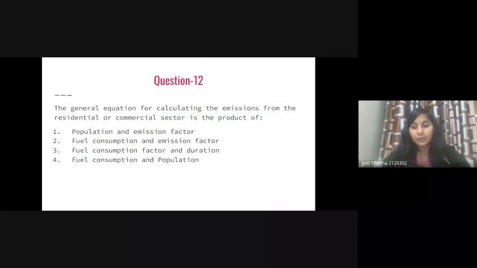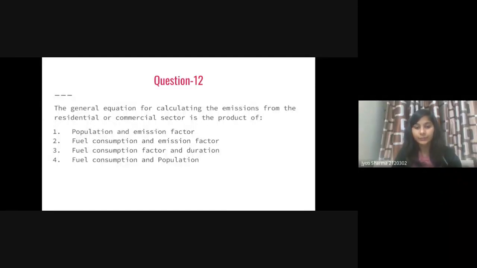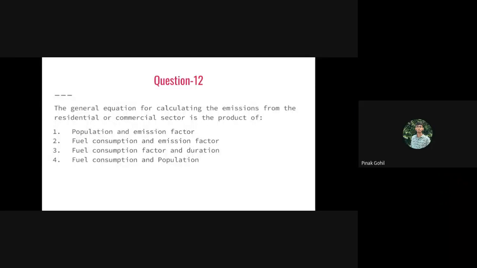Then the question is, the general equation for calculating the emission from the residential or commercial sector is the product of what? Population and emission factor, fuel consumption and emission factor, fuel consumption factor and duration, fuel consumption and population. So what should be the right answer? We already have discussed in residential. Consumption and emission factor.